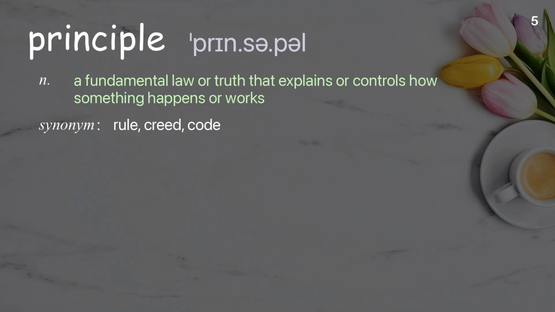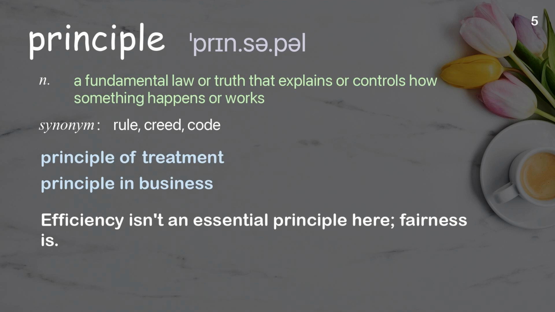Principle. A fundamental law or truth that explains or controls how something happens or works. Examples: Principle of treatment. Principle in business. Efficiency isn't an essential principle here, fairness is.